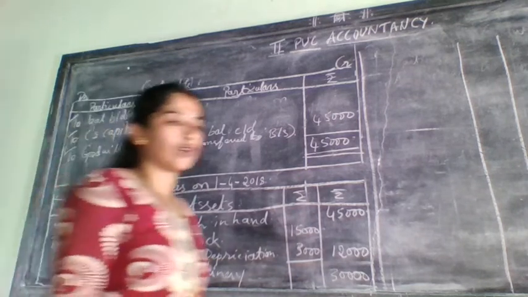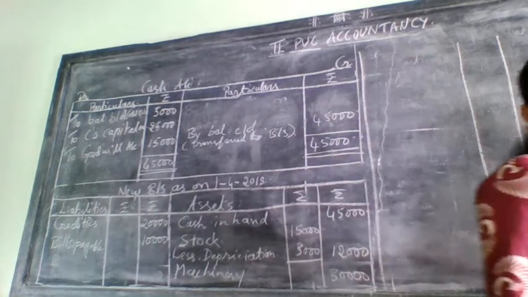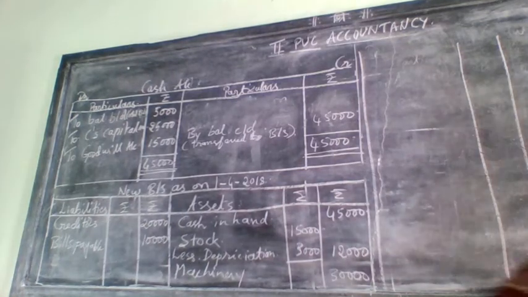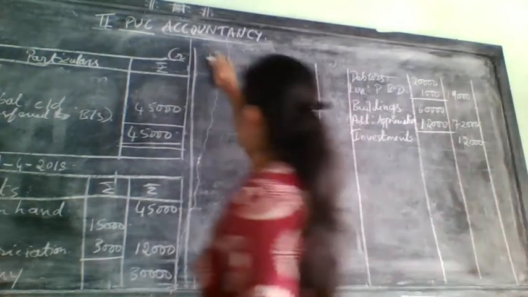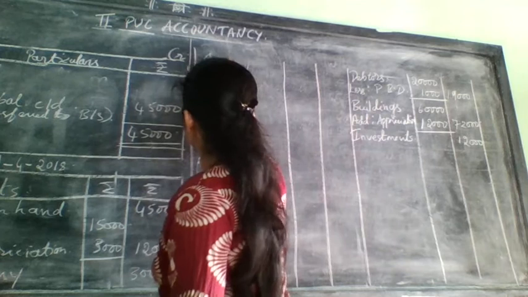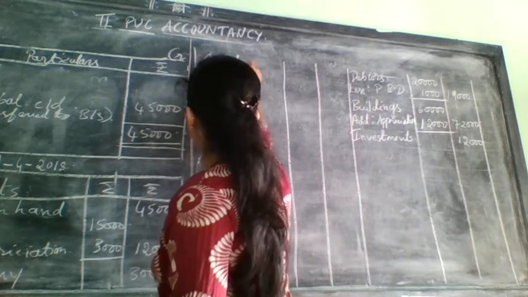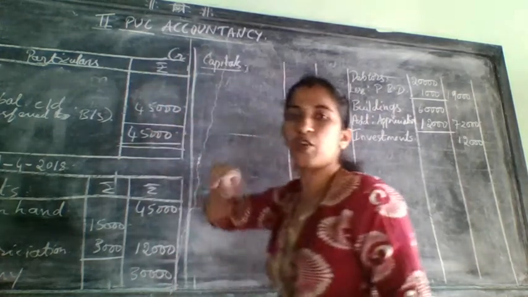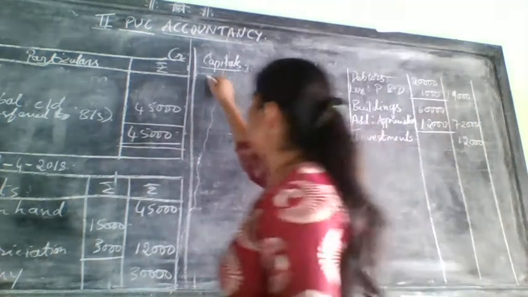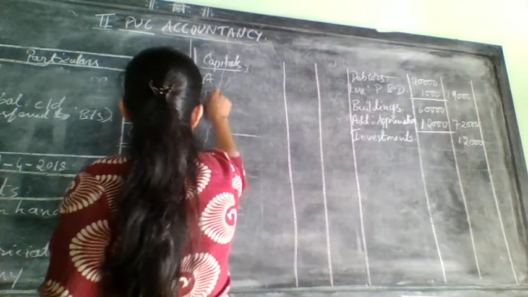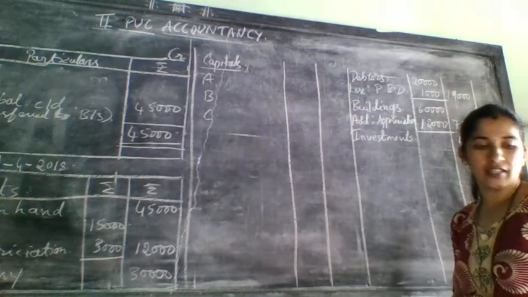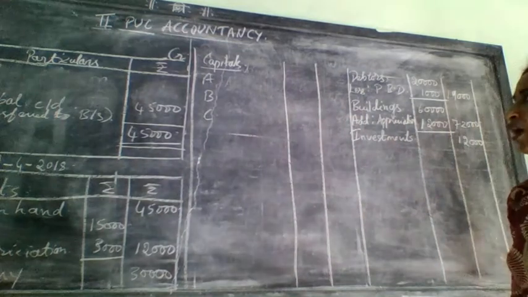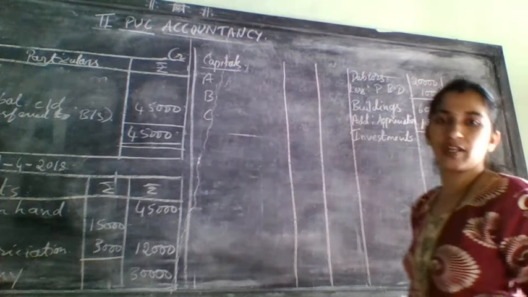Okay. After that, what they have given? They have given capitals. I am not having place there to write. So I'll write here this side, liability side. So capitals, write the heading capitals. After that, earlier it was only A and B was there. Now you should write A, B and C. You need to write all the three. And what was the amount?